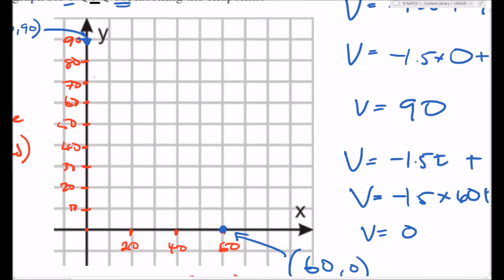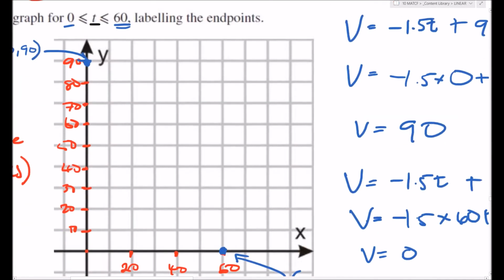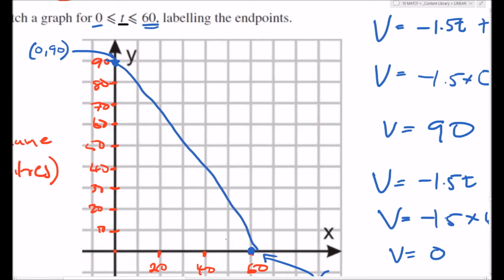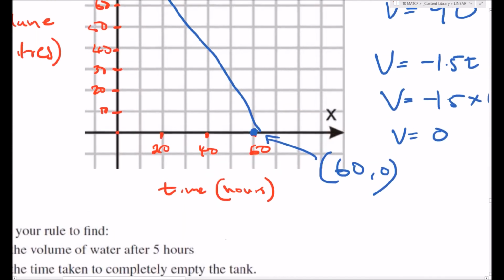Those are my 2 endpoints, from the start to the end, and now I'll draw my graph. Again, remember, make sure you use a ruler to draw your graphs, because it's actually quite tricky to draw straight lines like this. So use a ruler, please. It'll make your life a lot easier. Okay, and there's my graph. All right, and there are my endpoints.